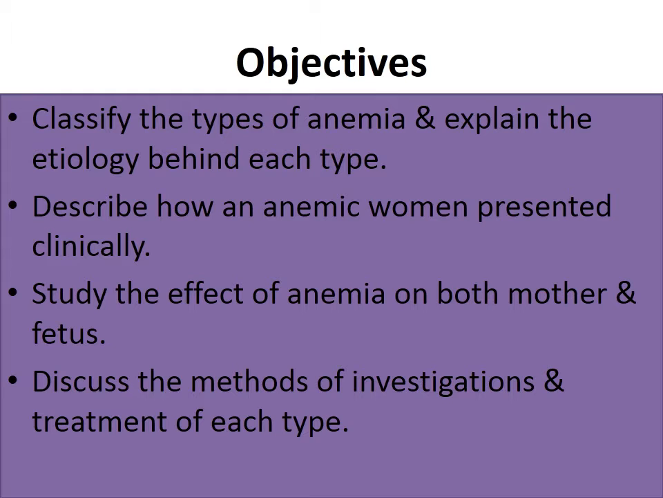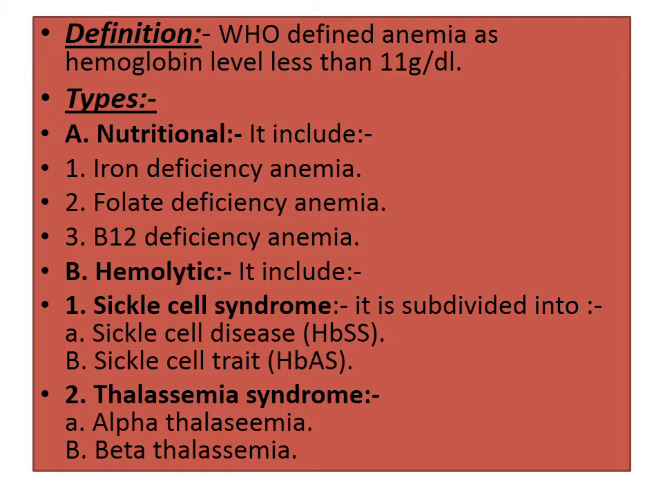Study the effect of anemia on both mother and fetus. Discuss the methods of investigation and the treatment of each type. Now we come to the definition of anemia. WHO defines anemia as a hemoglobin level less than 11 gram per deciliter.